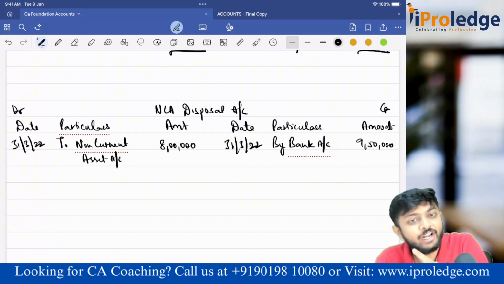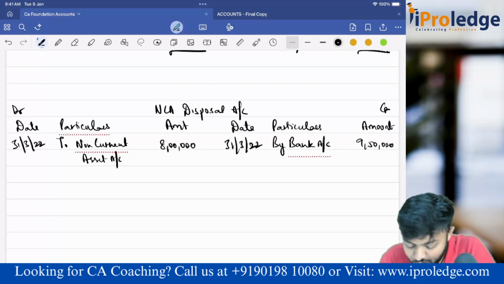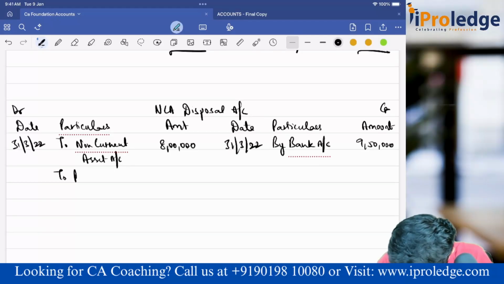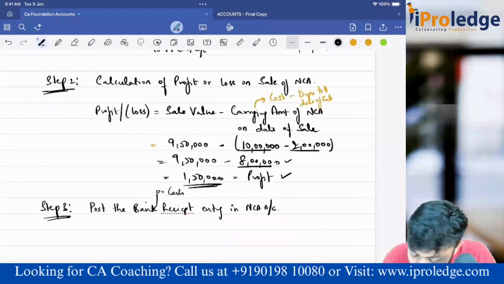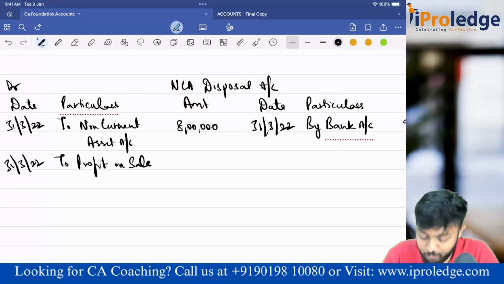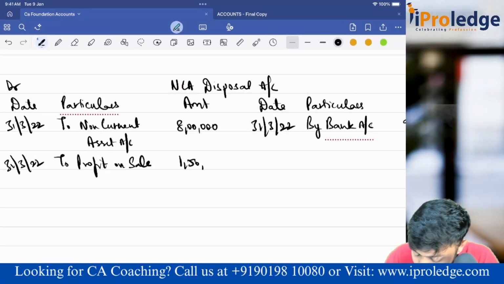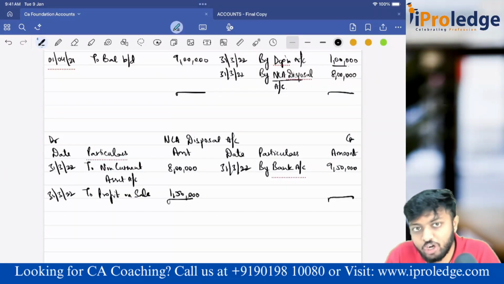So generally, what did I tell? What will come in the debit side? If it is profit on sale, it will come in the debit side. If it is loss on sale, it comes in the credit side. Same logic here. The balance is nothing but profit on sale. Or however you have calculated the profit as 1,50,000, and profit comes in the debit side of the machinery disposal account. We put it like that. In that case your account is automatically closed. The disposal account is automatically closed the moment disposal is made.